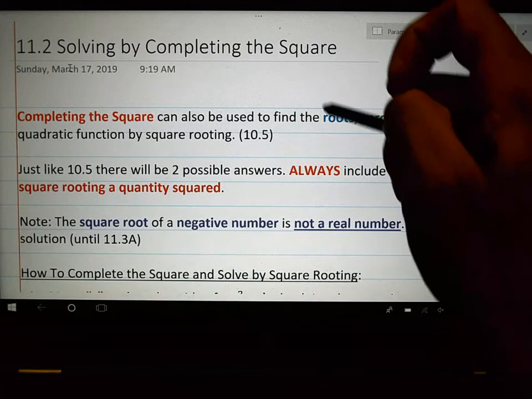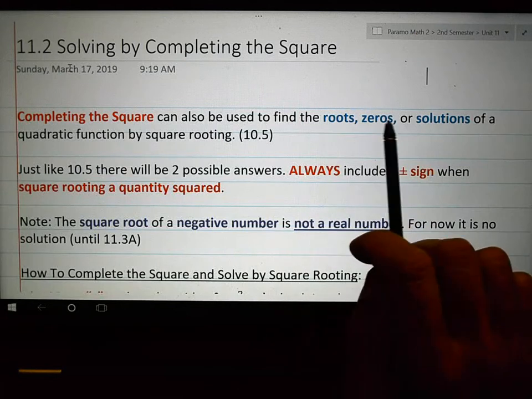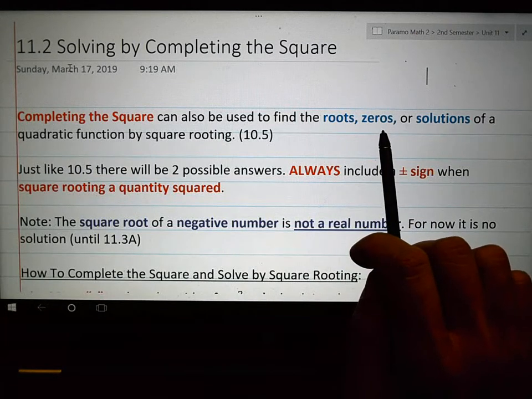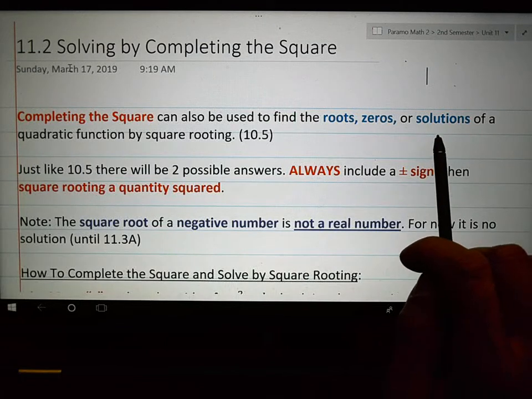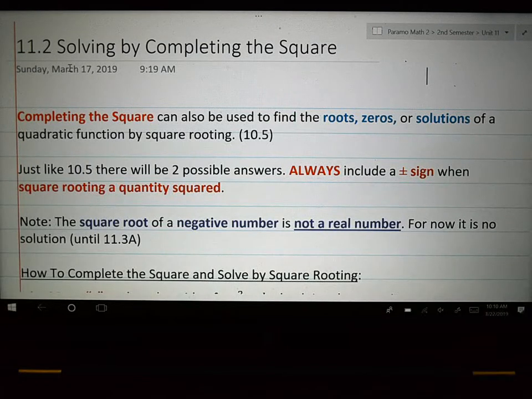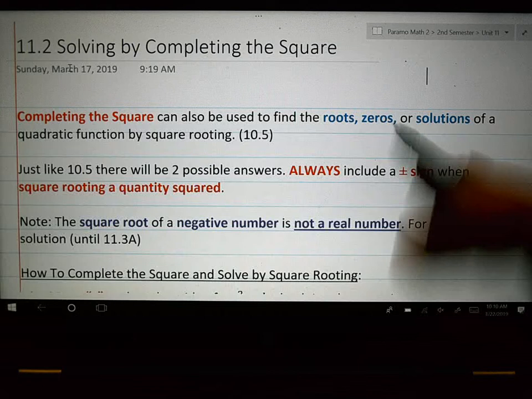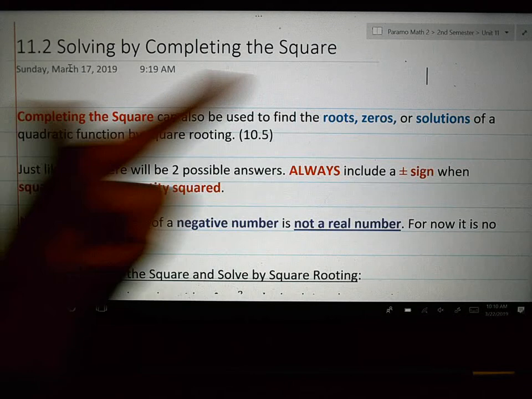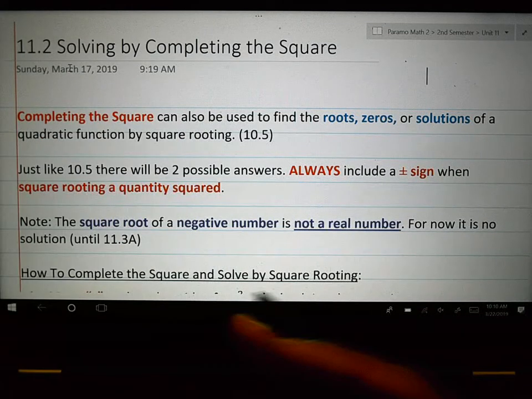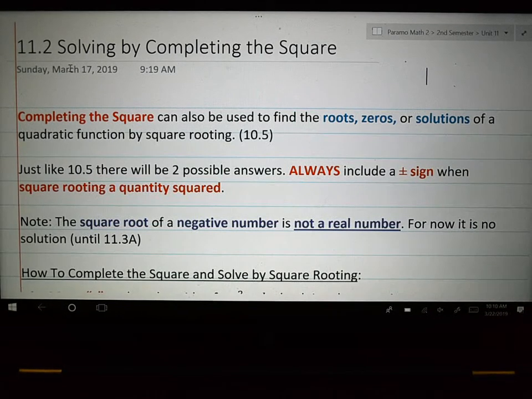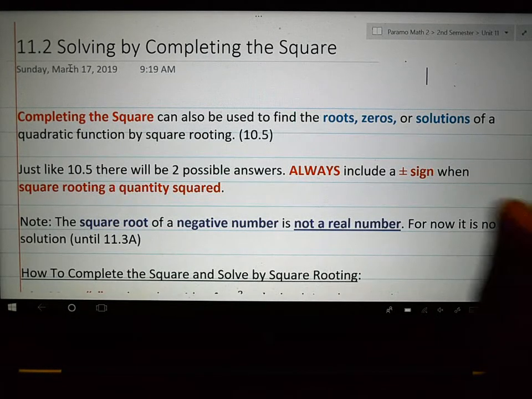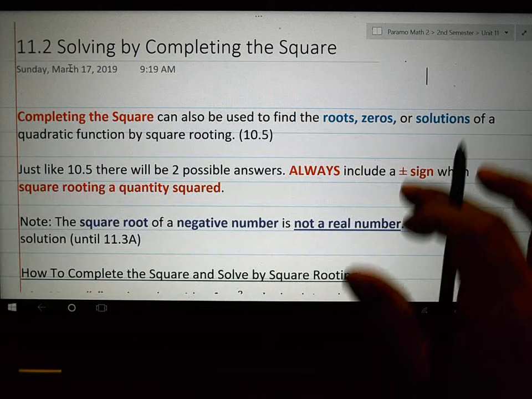Some test questions might ask you for roots. Some test questions might ask you to find zeros. Some test questions might ask you to find solutions. Some test questions might ask you to find x-intercepts. They all mean the same thing. And the process that you learned how to do in 11.0 and 11.1 is the same process we're going to do here with a few minor changes.